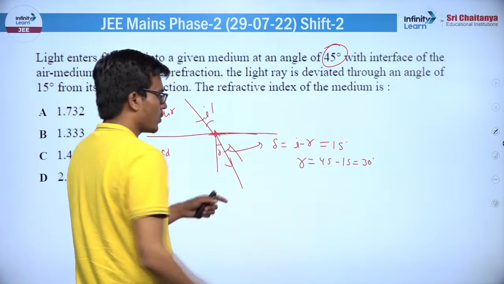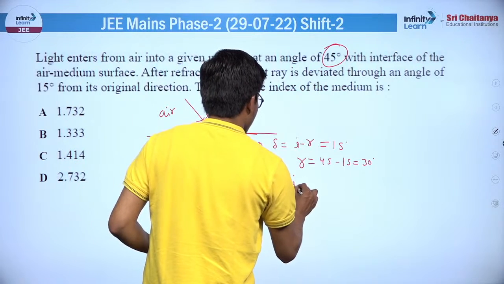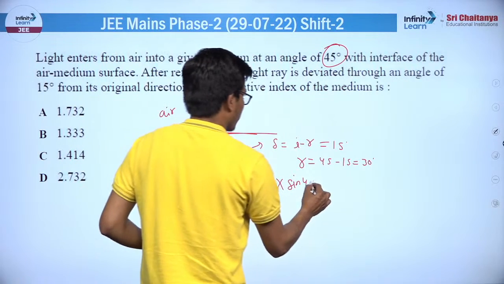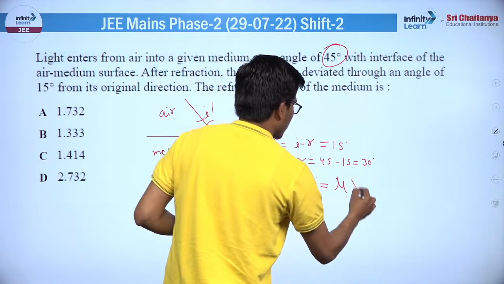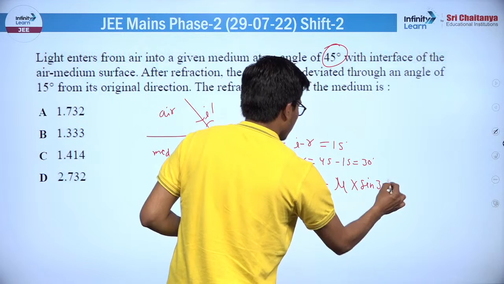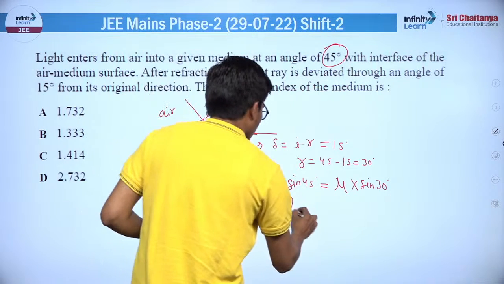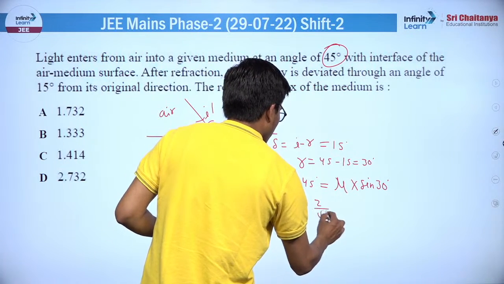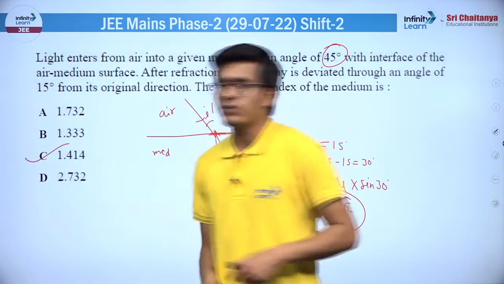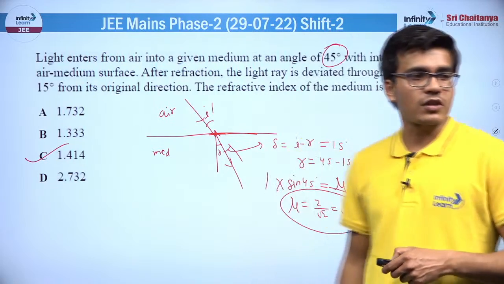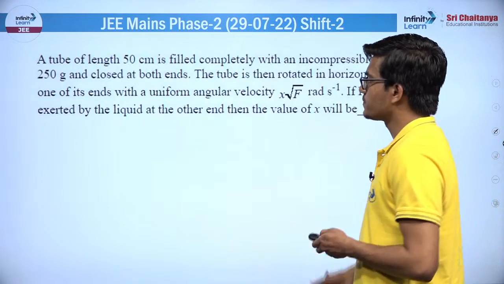Just apply the Snell's law here. 1 into sine I, 45 degree, is equal to mu, that is something you have to find, into sine R. Sine R is also 30 degree. So mu is equal to 2 by root 2, means root 2, that is 1.414. And a simple question again. Moving to the next question.